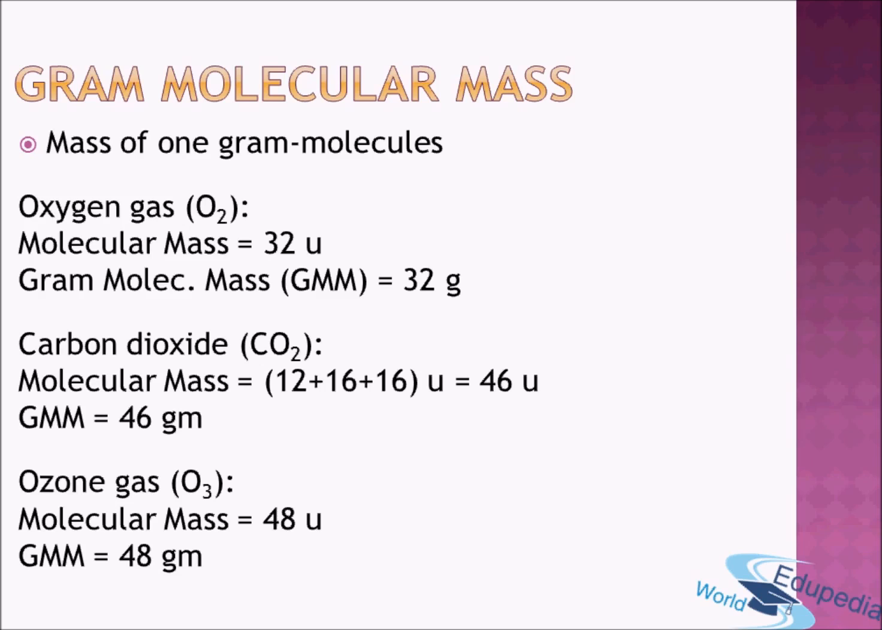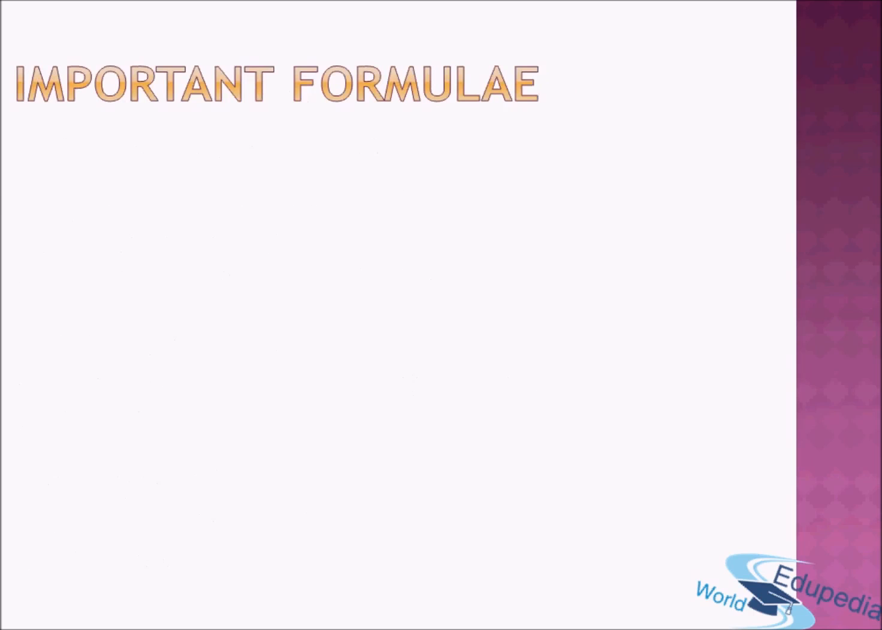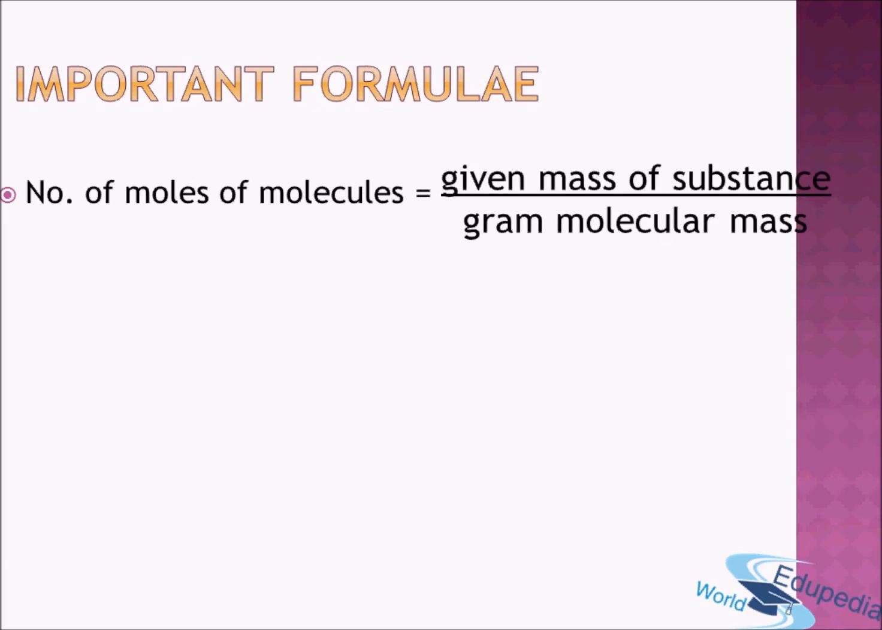Now let's look at some formulas which use gram atomic mass and gram molecular mass in their concept. The first formula that you have to remember, and these are very important formulas, is the calculation of number of moles of molecules. Number of moles of molecules is equal to given mass of a substance divided by gram molecular mass. For example, let's see.